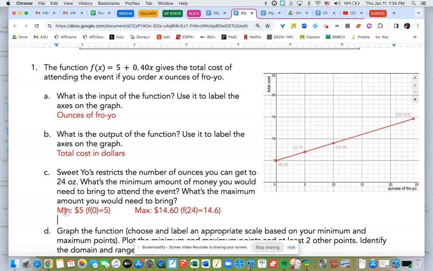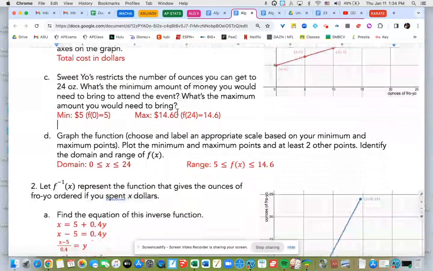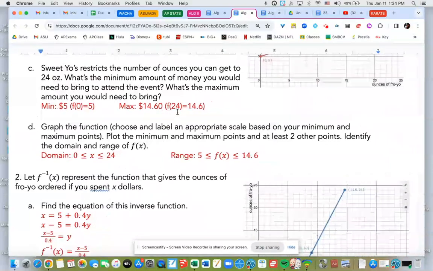And thinking a little bit, minimum, maximum. They put some restrictions on there, which you have to pay attention to. But keep in mind what's the dollars and what is the ounces of frozen yogurt. So you just have to keep those in mind. Units are really important, right? The units are really important.